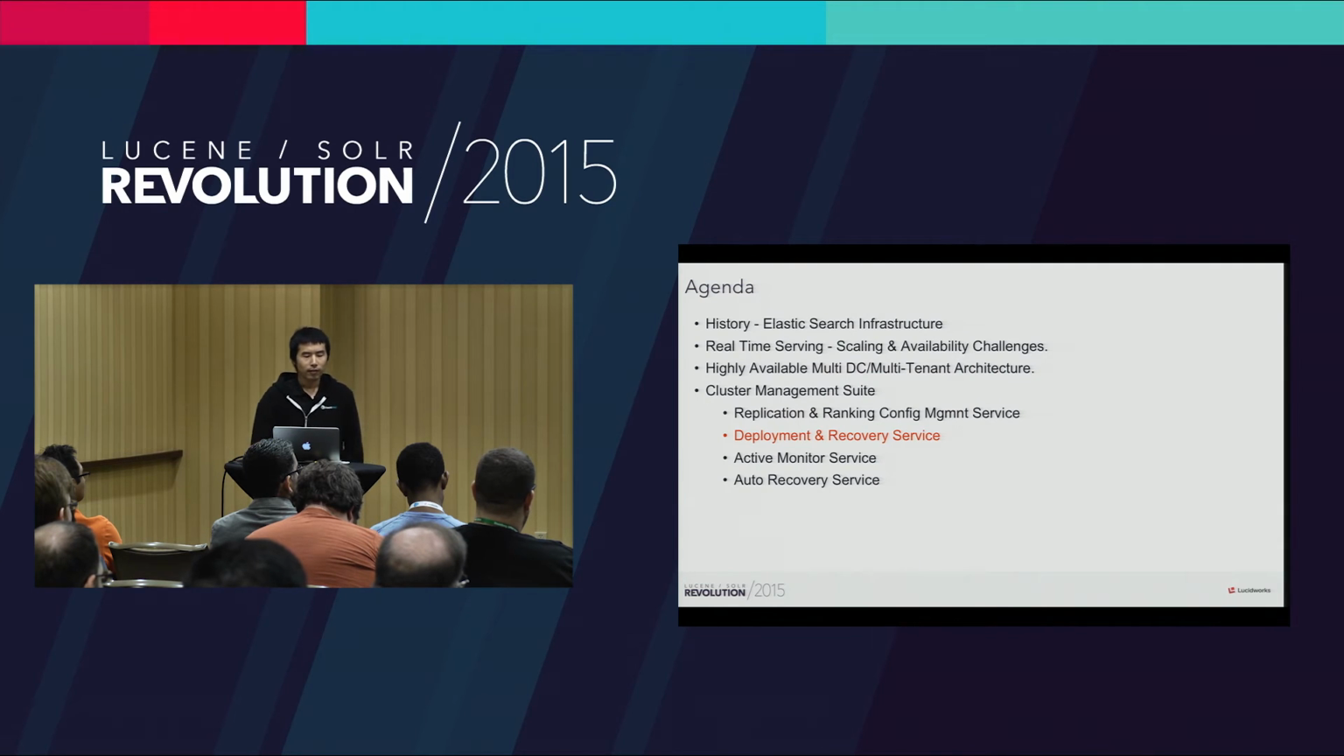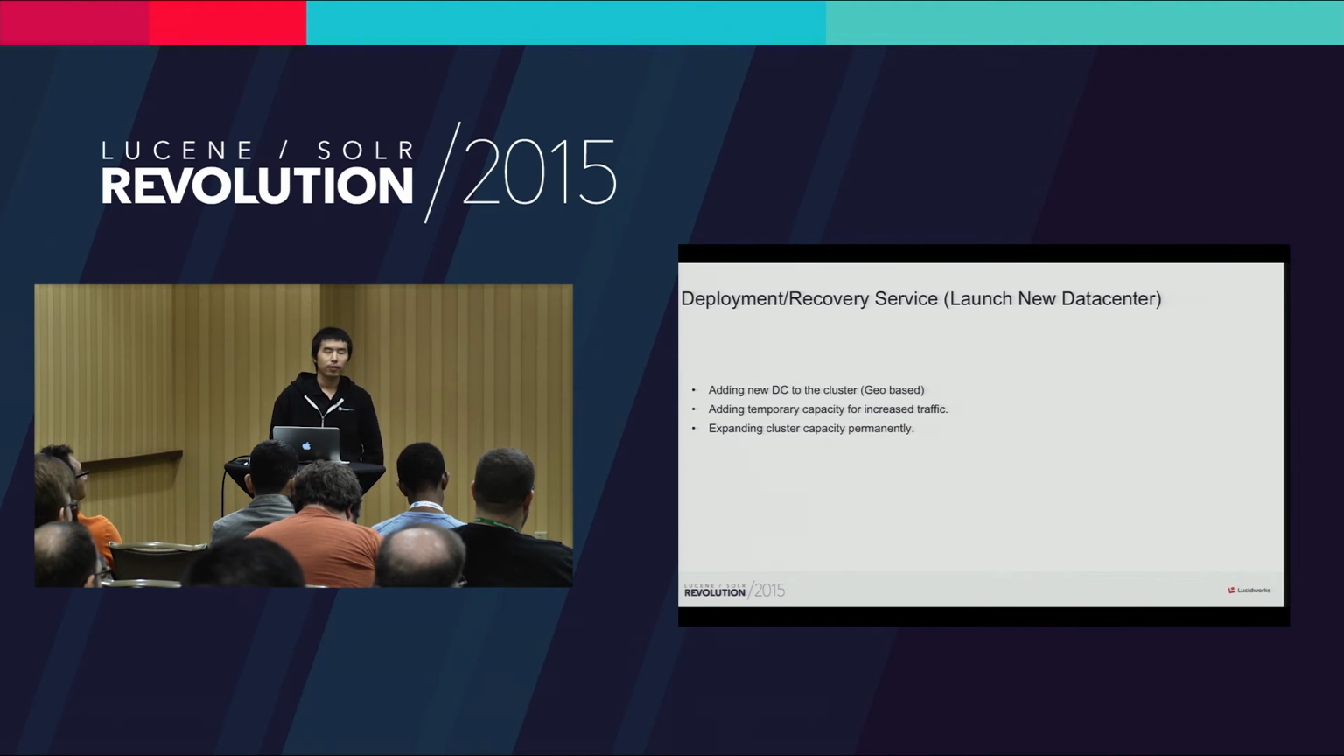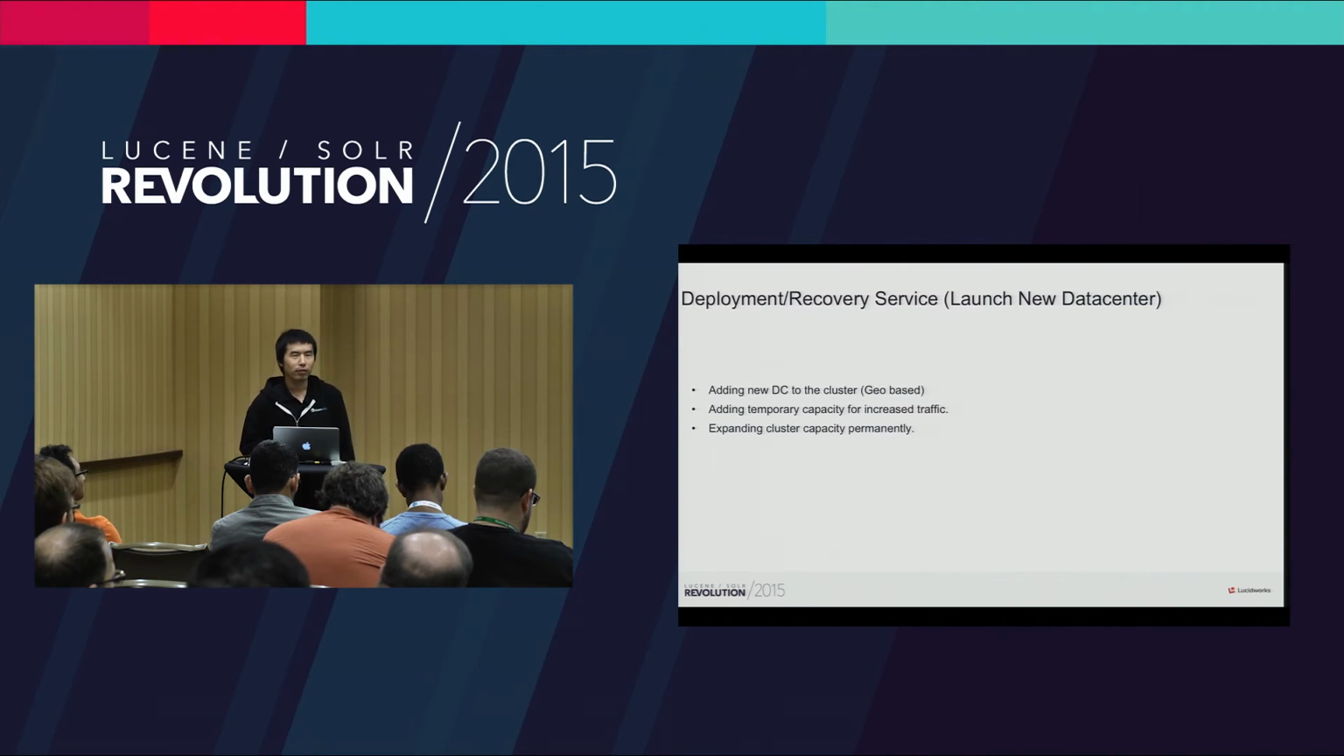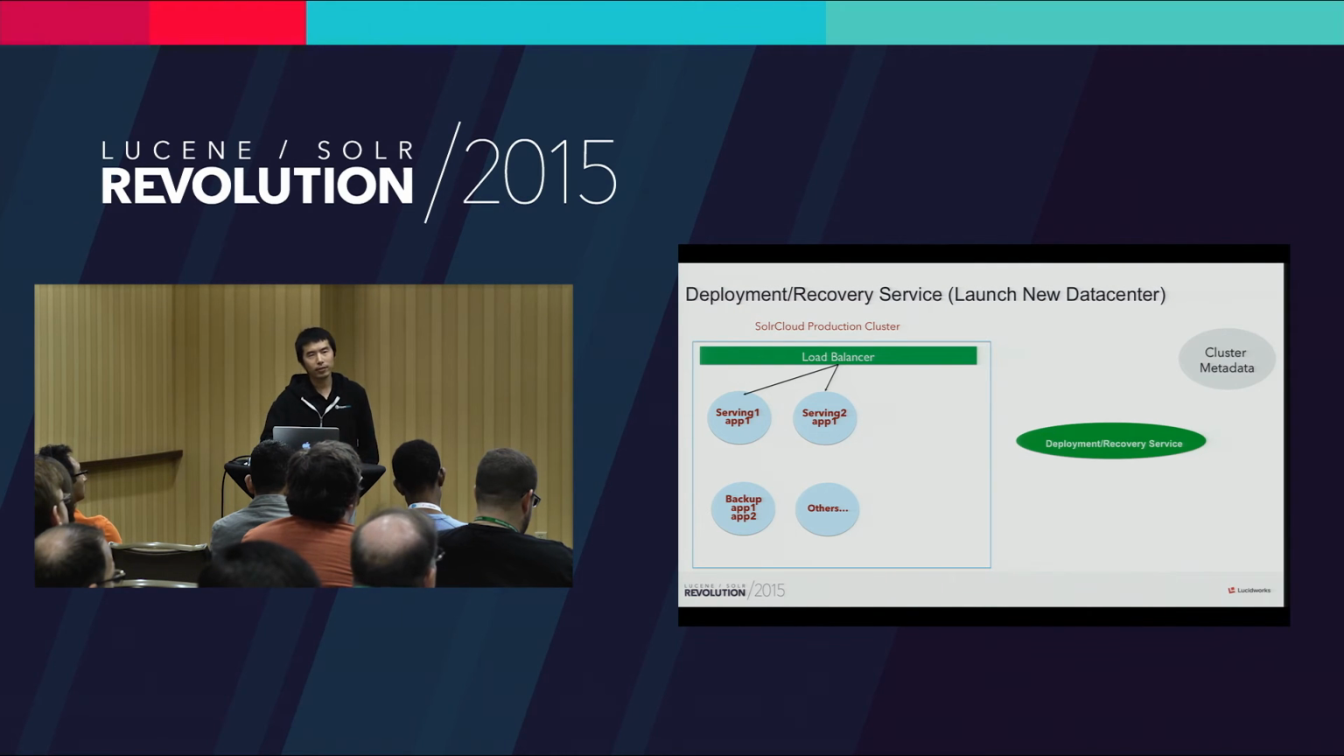And another service is called the deployment and recovery service. For the deployment service, as I mentioned, suppose you already have existing clusters and you want to add capacity into the cluster. Suppose you want to add a new geo-based data center, just like us. When I came here, we wanted to launch US West data centers, so you can just simply add it to the cluster. Or the holiday season is coming and the traffic will go up, so we plan for the holiday season and just want to temporarily add a new serving data center. With the deployment service, it's easier to do that.